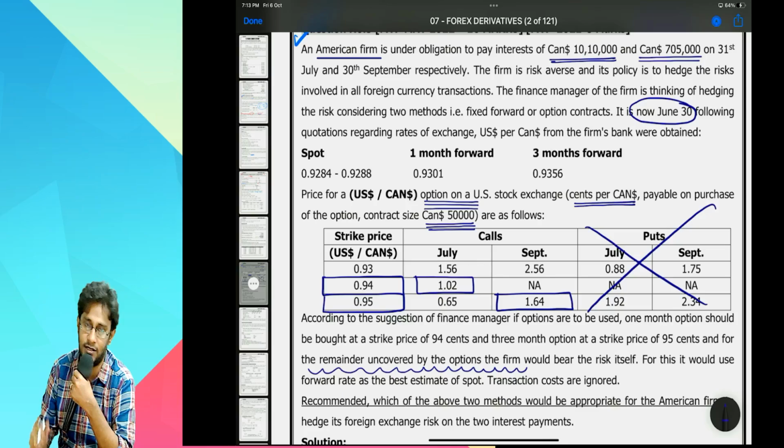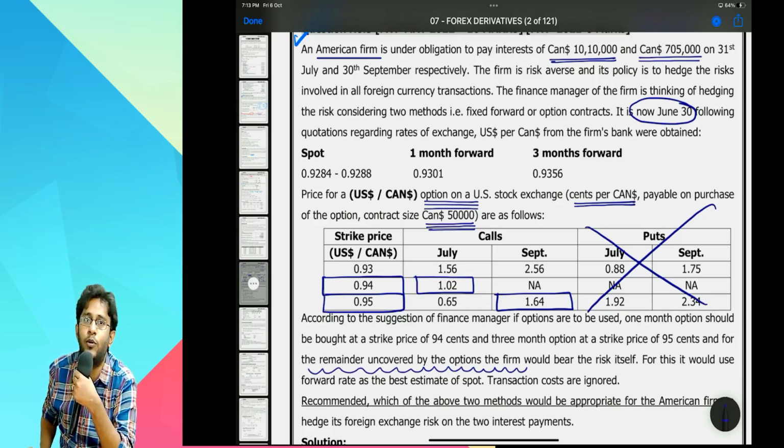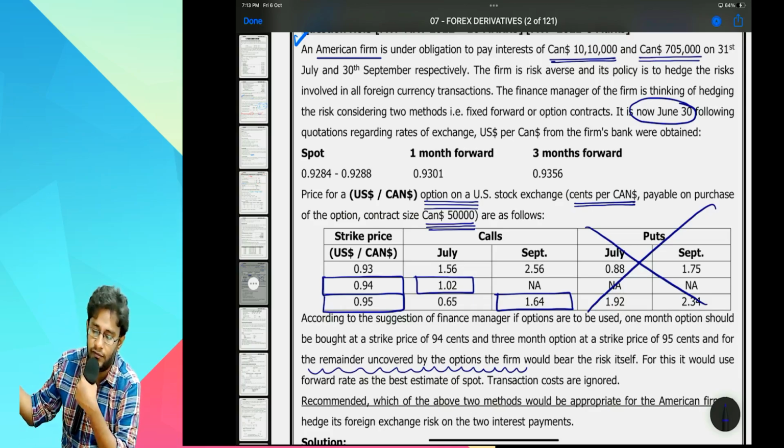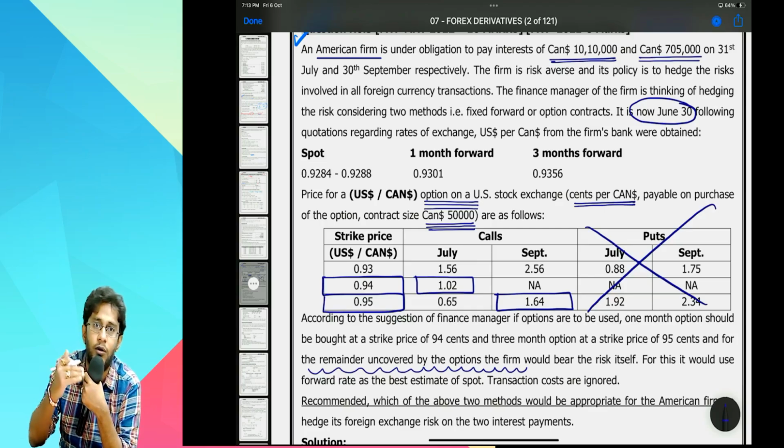This lot size is there. Take your calculator, write CAD 10 lakh 10,000. That is the amount of FC you have to hedge. Each contract, you will be hedging 50,000 Canadian dollars. Divide by 50, it is 20.20. Tell me, you cannot enter 20.20 contracts. You can either enter 20 or you can enter 21.